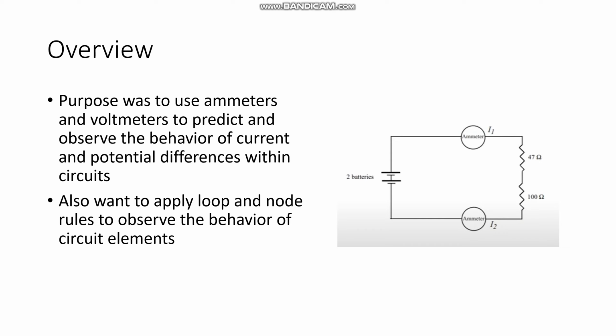Alright, so the purpose of this lab was to use ammeters and voltmeters to predict and observe the behavior of circuits and currents and potential differences. And we want to apply the loop and node rules to better understand them and observe the behavior of different circuit elements, mainly resistors and capacitors.